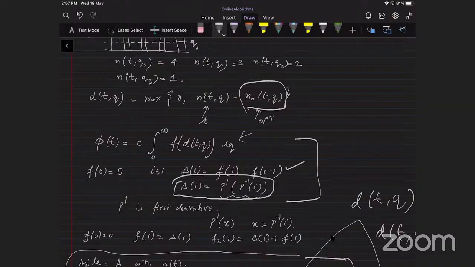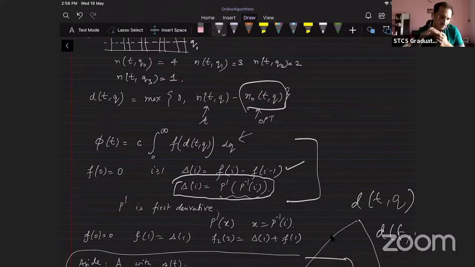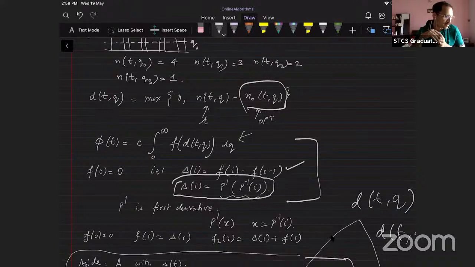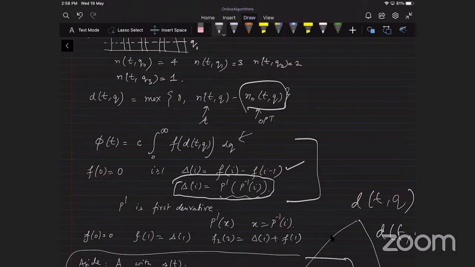When exactly one of the n of tq or n0 of tq decreases. That's not true, right? When a job is getting processed at a fixed rate, that's not a discontinuity. What about a job arrival? What happens when a job arrives? So both increase by one. Is that a point of discontinuity is the question. So we're just trying to identify what are the points at which there can be a discontinuity.